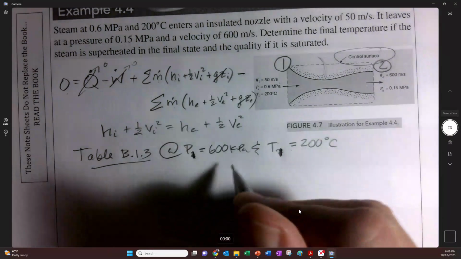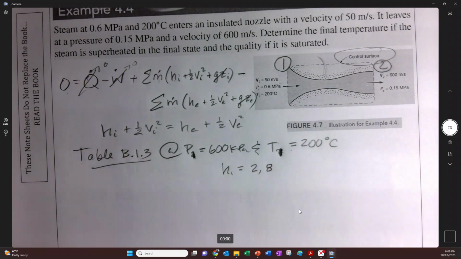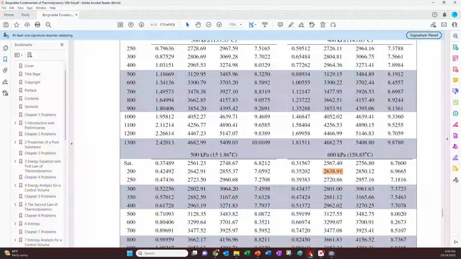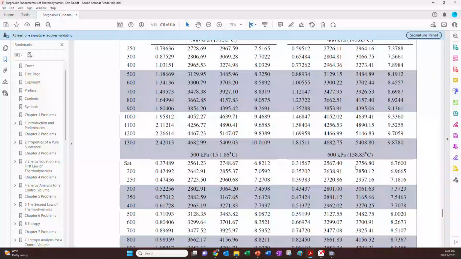Boom. So that's, what is that? 2,638.91. H1 is 2,800 and, did I just say that wrong? How come I did that wrong? Oh, that was it. Once again, I do that a lot. I don't look at the top up here. So don't be like me, kids. We need to go to the enthalpy and not the internal energy. I did that before. So here's the one I want right there: 2,850.12 kilojoules per kilogram.